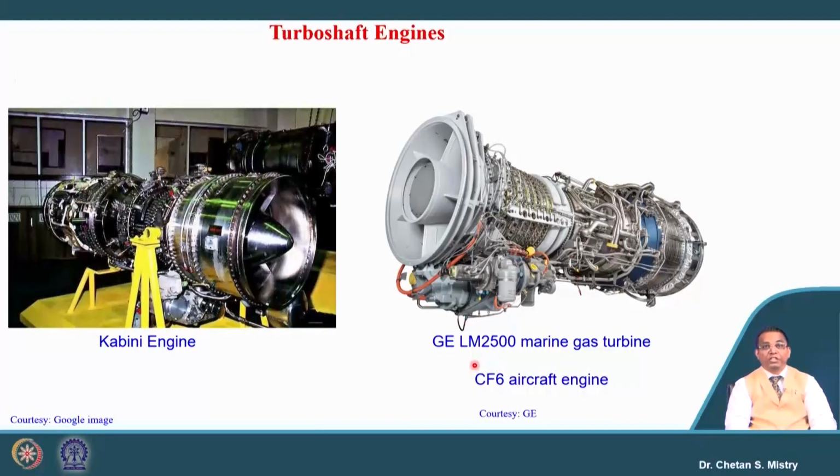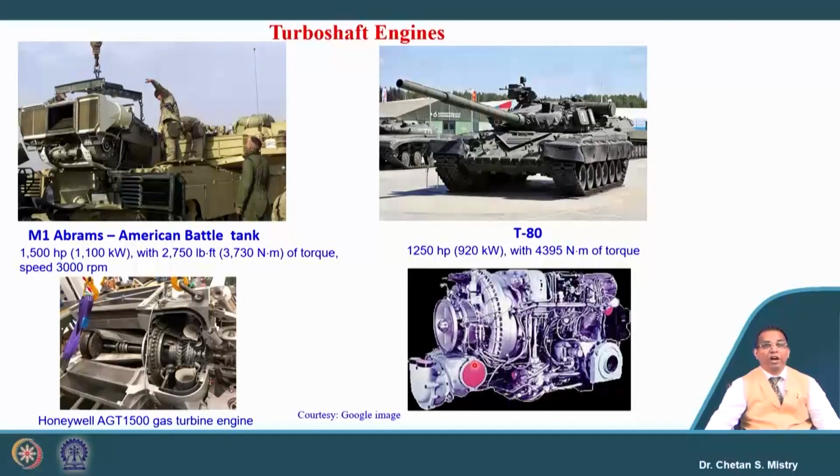The purpose is to generate shaft power, and that shaft power is connected here. In this case, it is connected with the propeller for marine application. It is connected with the main rotor through a bevel gear for a helicopter. If it is connected with a generator, then it is named a power generating unit, or we can say a power plant. Okay.